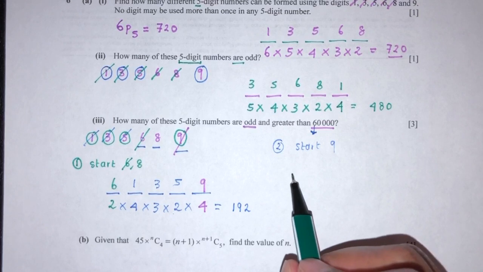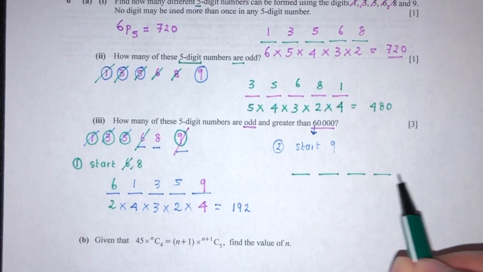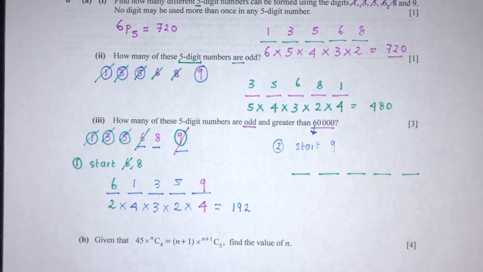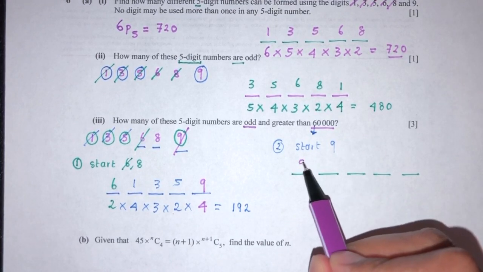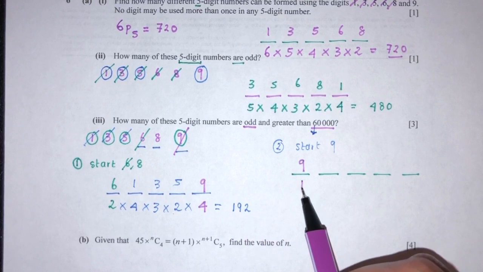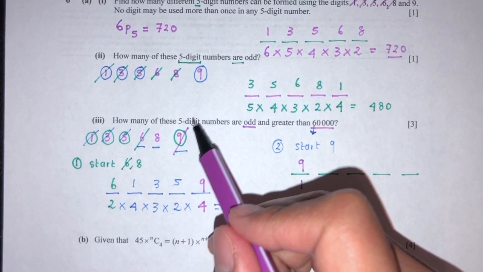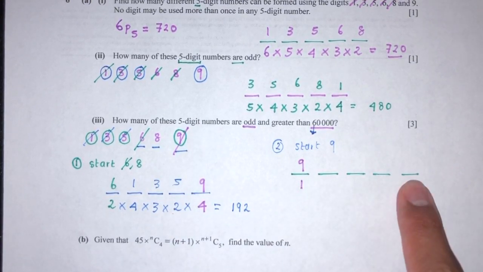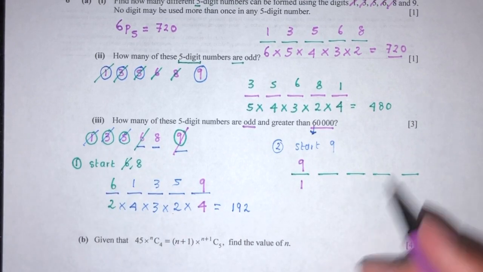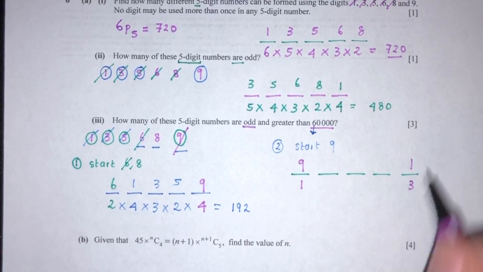Okay, so again we have 1, 2, 3, 4, 5 because we want to form a 5-digit number. Now if you start with 9, we put 9 here and we have only one 9. That is only one option of starting. Great, 9 is gone. Now to form an odd number, we have to end with an odd number, so you have remaining 3 odd numbers, so 3 options. Let's say we choose 1, it is gone.